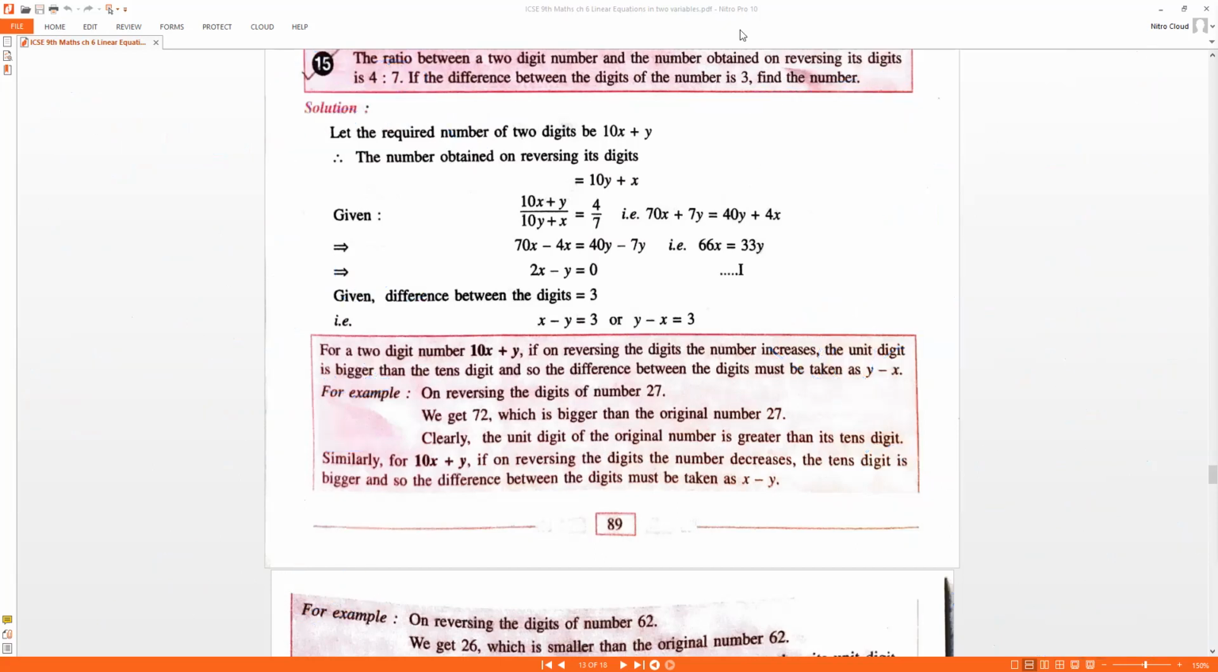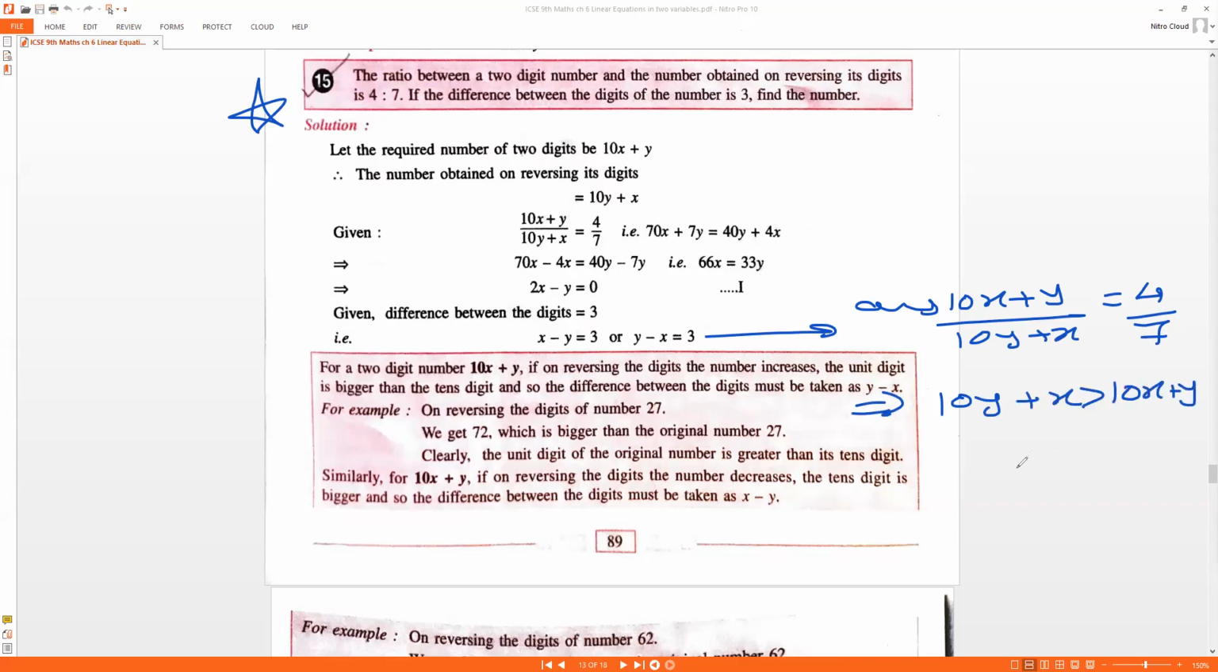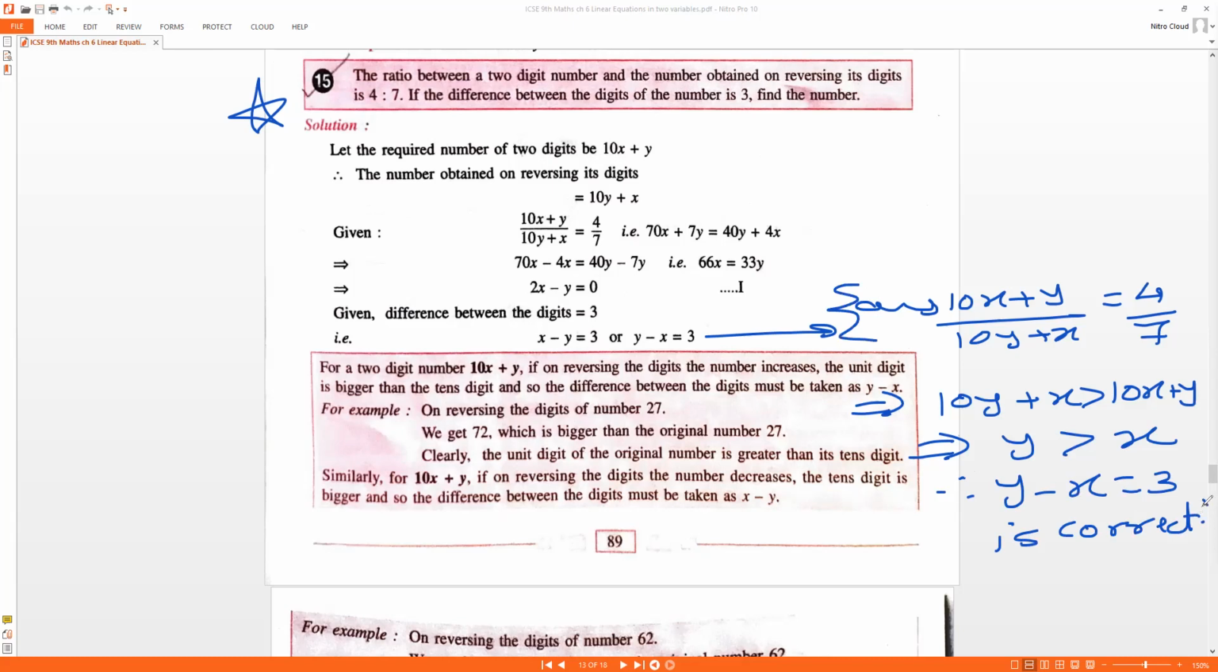Okay. Yes, sir. Okay, great. Reason for this: since (10y + x) upon (10x + y) is 4 upon 7, this implies that 10y + x is greater than 10x + y. Correct. So when reversing the digits, the number increases. That means y is greater than x. Therefore, y minus x is 3. That is correct. You can write this down as the reason.